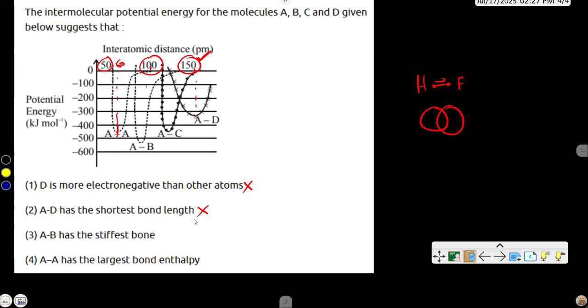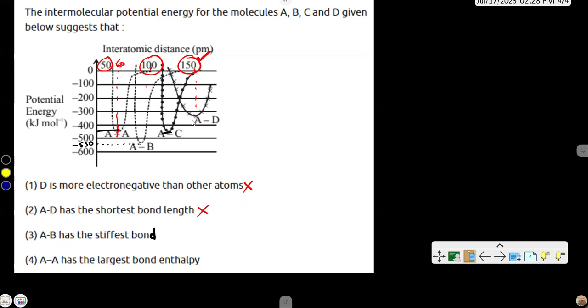Then comes, AB has the stiffest bond. Stiffest means the strongest. Yes, AB will have the stiffest bond. Why? Because AB is having nearly minus 550. It is present at minus 550 potential energy. So if you want to break a bond, you have to provide that 550 kilojoules energy per mole. So AB is the strongest bond of all, because you can see AA is present somewhere around minus 450.